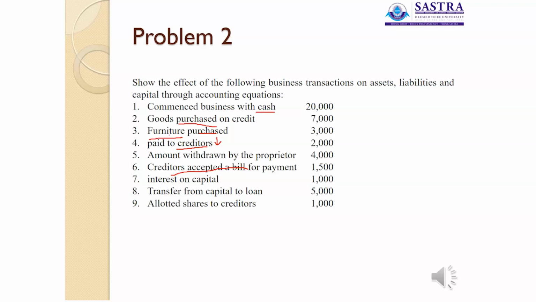Then interest on capital. So the interest on capital is an expense for the business. The capital value increased. Then transfer from capital to loan. So the amount of capital transferred to loan, so that is the liability. Then allotted shares to creditors, that is also one of the liabilities. So next we are going to see how these transactions are recorded in the books of accounting equation.